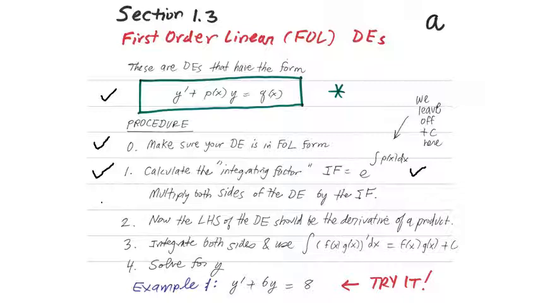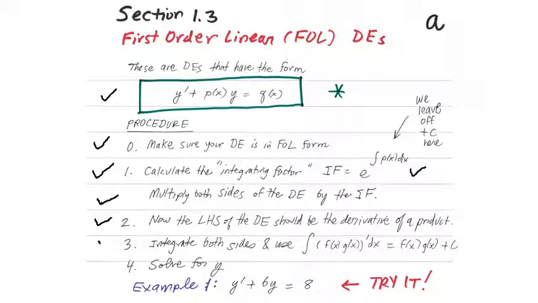Once you have your integrating factor simplified as much as possible, you want to multiply the differential equation on both sides by the integrating factor. At that point, the left-hand side of the differential equation should be the derivative of a product. If it isn't, that tells you that you probably did not calculate the integrating factor correctly. So that's something you always want to check.